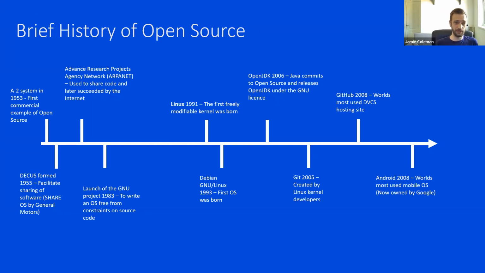And then of course we go on a bit further. We've got the Linux kernel in 1991 and Debian Linux. They were very, very big milestones and very important things in terms of the history of open source. Of course, OpenJDK, open sourcing Java, another huge thing.